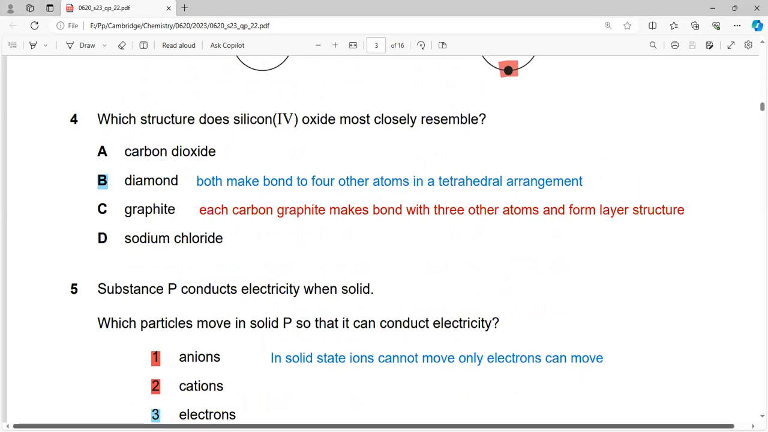Question number 4, which structure does silicon oxide most closely resemble? It most closely resembles diamond. Why? Because both are giant molecules, and in both each atom is bonded with 4 other atoms, making a tetrahedral arrangement. So that's why this is similar to diamond. Carbon dioxide and sodium chloride are different types of molecules, so their arrangement is different. In graphite, each atom is linked to 3 other atoms, there's no tetrahedral arrangement, and there is a layer structure, so there is more resemblance to diamond. So B will be our correct answer here.